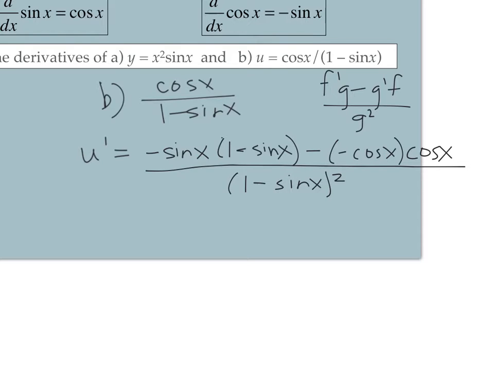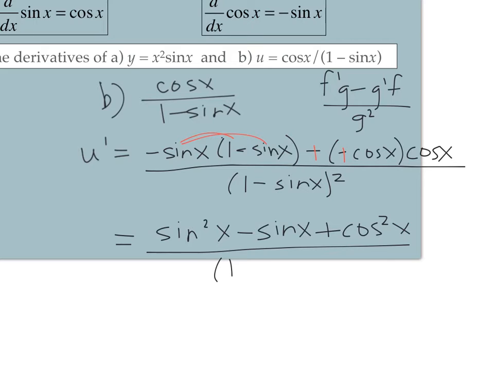Okay, now on the bottom you never expand it, ever. The top you should usually expand. So we'll expand this out. One of the things I would do first is where I see negative, negative, I would make those both positive, because two negatives make a positive. And I would multiply this out. So when I multiply that out, I do end up with sine squared x minus sine x plus cos squared x all over 1 minus sine x squared.